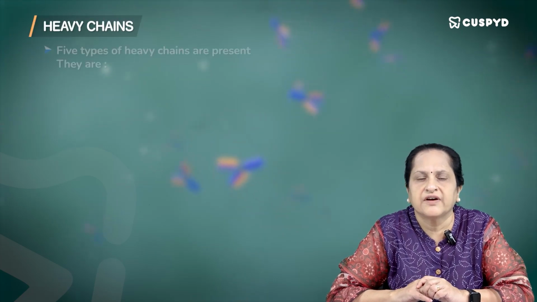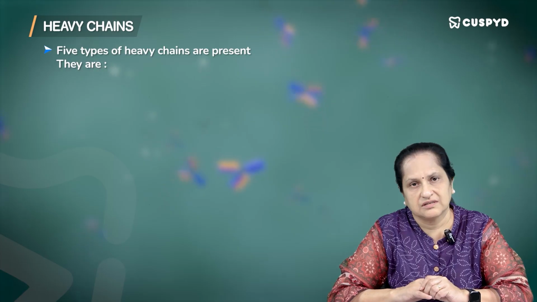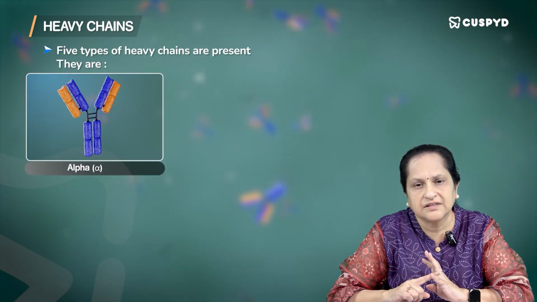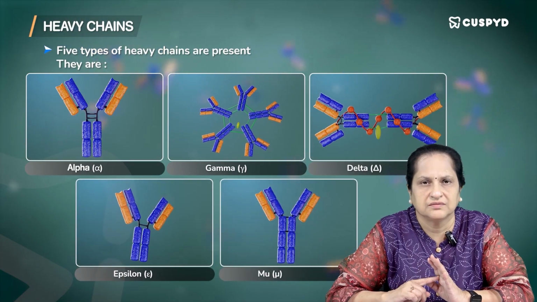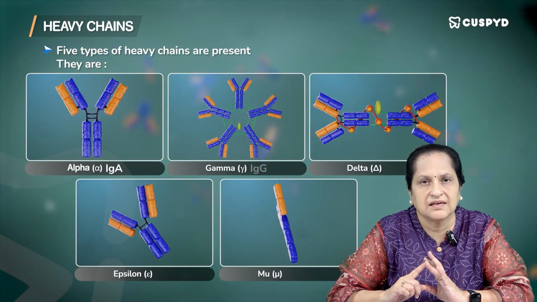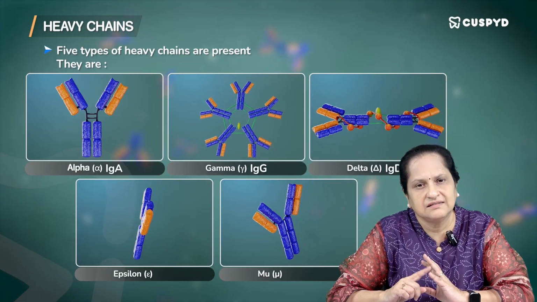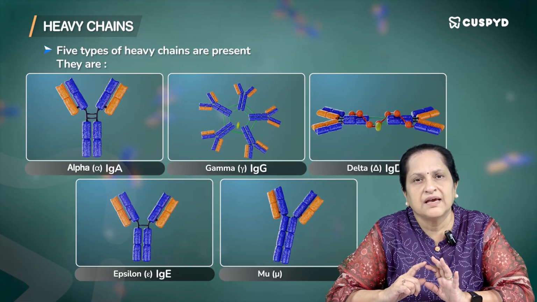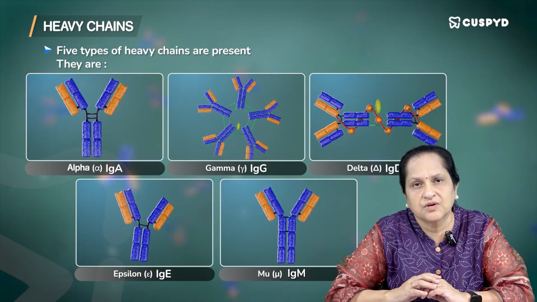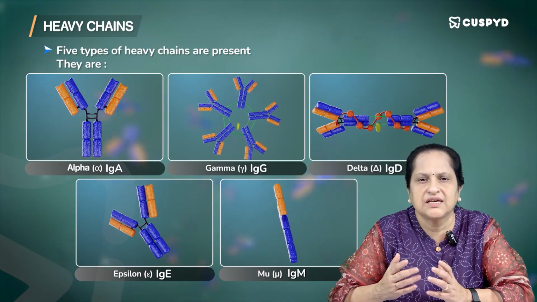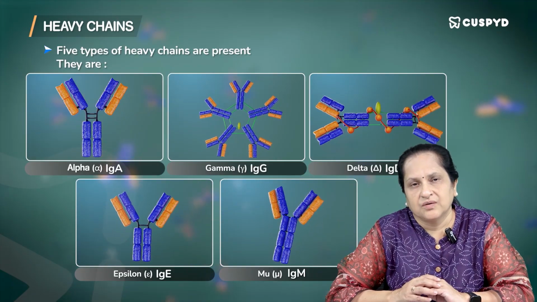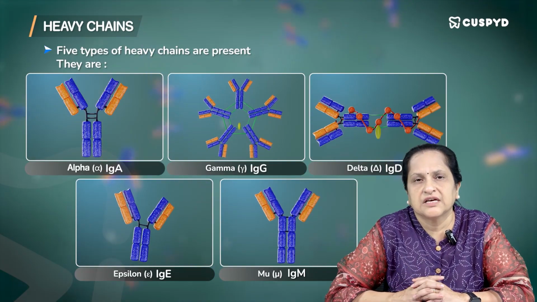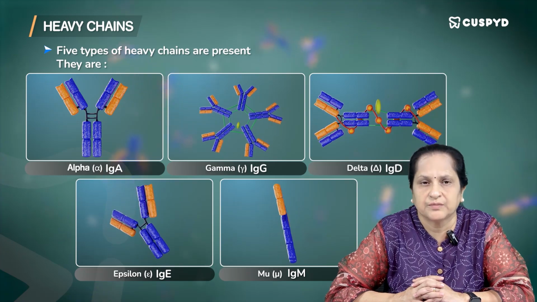So when you say heavy chains, there are 5 different types of heavy chains. They are alpha, gamma, delta, epsilon and mu. Alpha A, gamma G, delta D, epsilon E, mu M. These are the different immunoglobulins and they are denoted as IgA, IgG, IgD, IgE and IgM. These are the 5 different types of antibodies that we have in our body.